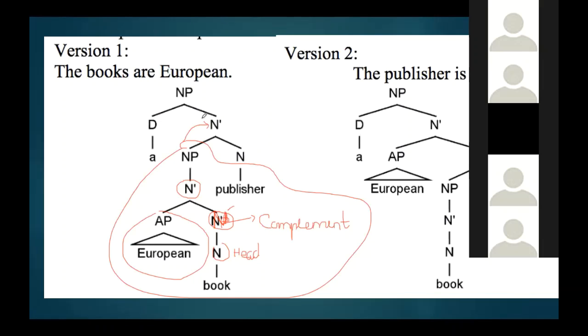Okay, you need to tell me whether you understand or not. So let me analyze version 1 again. So the books, okay, we have a European book publisher. And the whole phrase European book here is the complement to the noun publisher. So we draw NP here as the complement to publisher. And now we analyze the NP. In this NP, we have the AP as the modifier. That's why it takes the position of modifier. I think it's very clear.